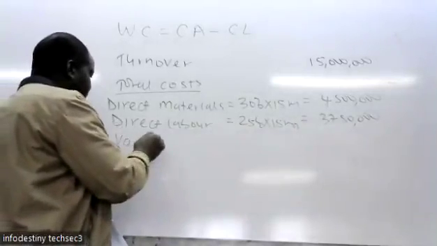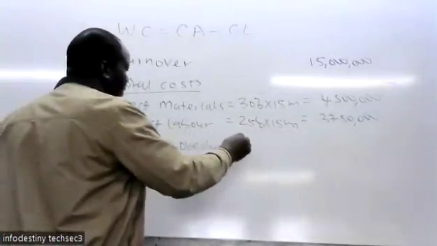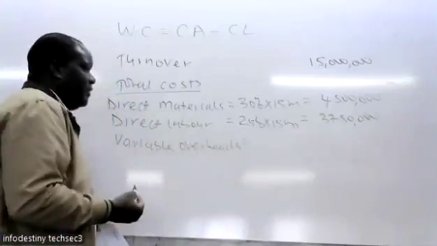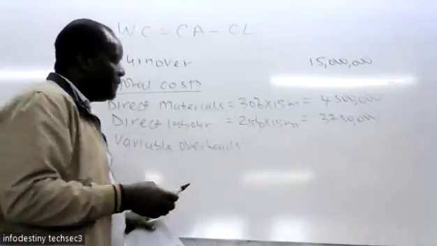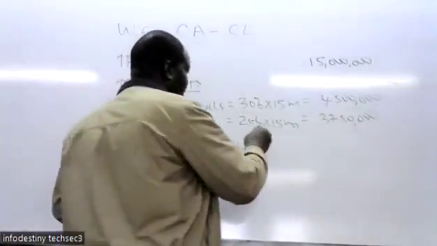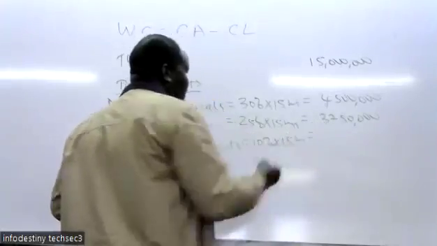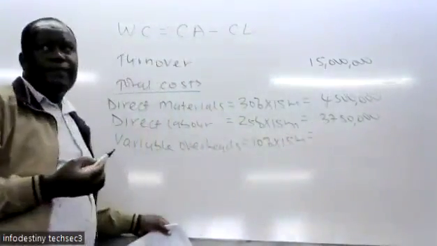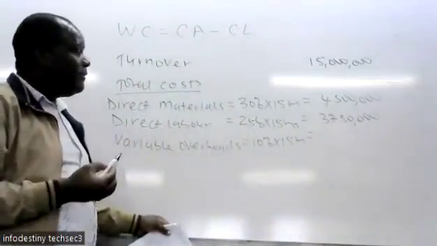Variable overheads. For the variable overheads, it was what percent? It was 10% of 15 million, which is 1.5.